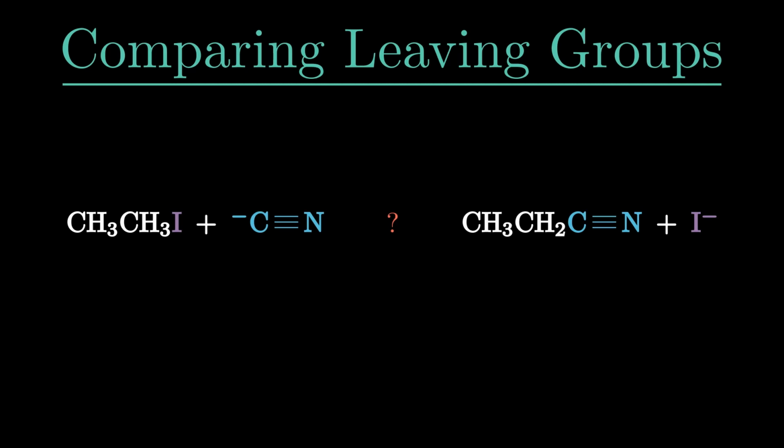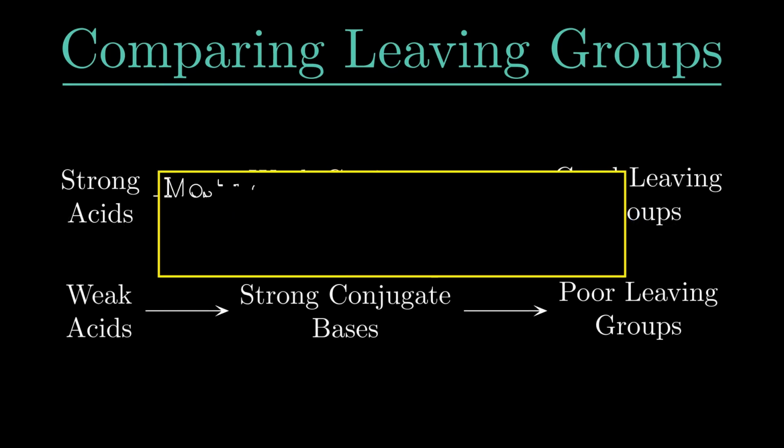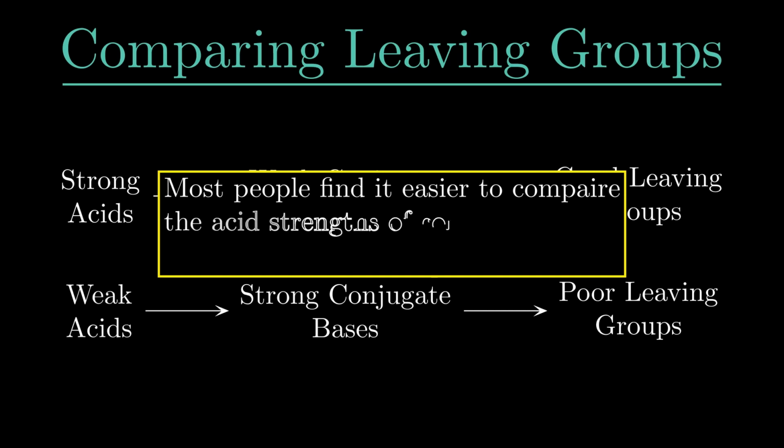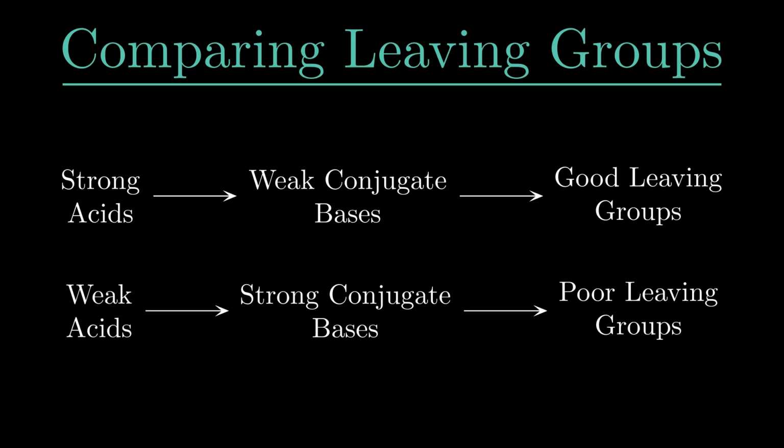If you watched the previous video, you'll definitely remember we can identify good leaving groups solely on the strength of the acid. This is good because the book I'm reading claims most people find it easier to compare the acid strengths of the conjugate acids. I have no idea if it's true or not, but the statements on the screen are all about drawing conclusions based on acid strength, so let's stick with it.